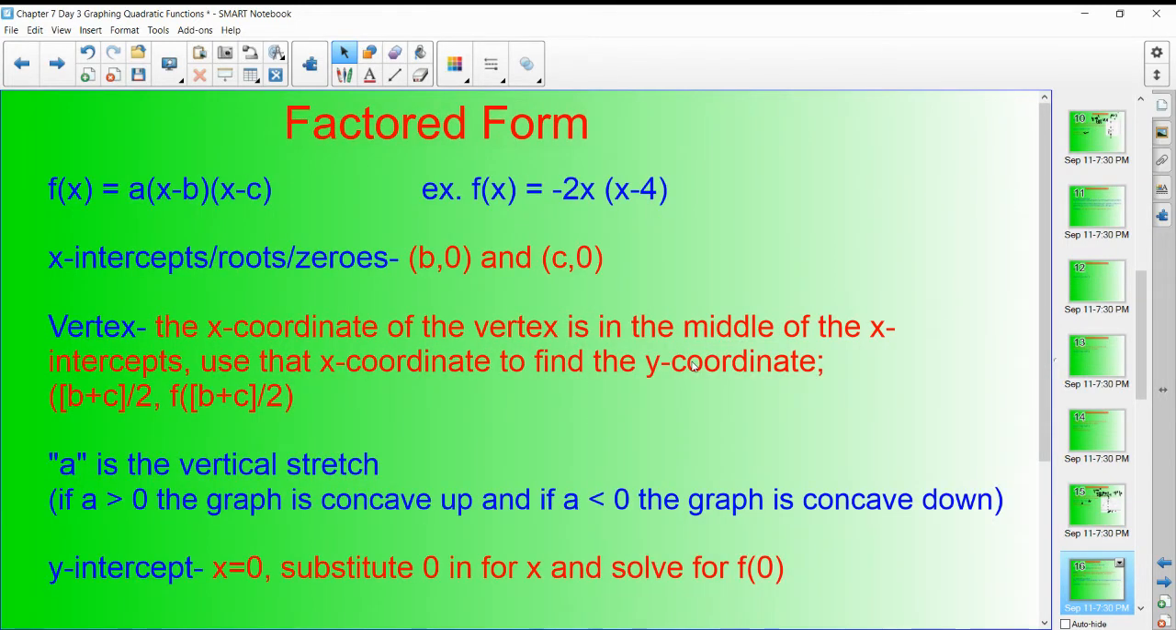Now, factored form. Factored form, I would say, is the one that's challenged me the most when graphing it. Because this is different. You don't start at the vertex. So we remember that factored form tells us the two x-intercepts, and we found the vertex from the x-intercepts, where the vertex was in the middle of the two x-intercepts.